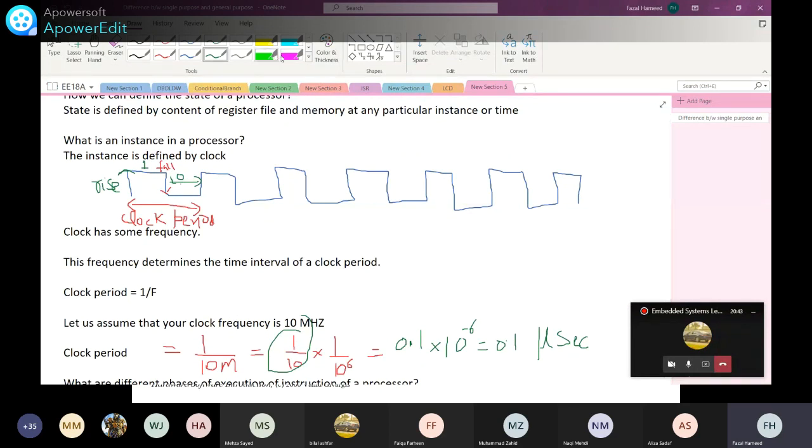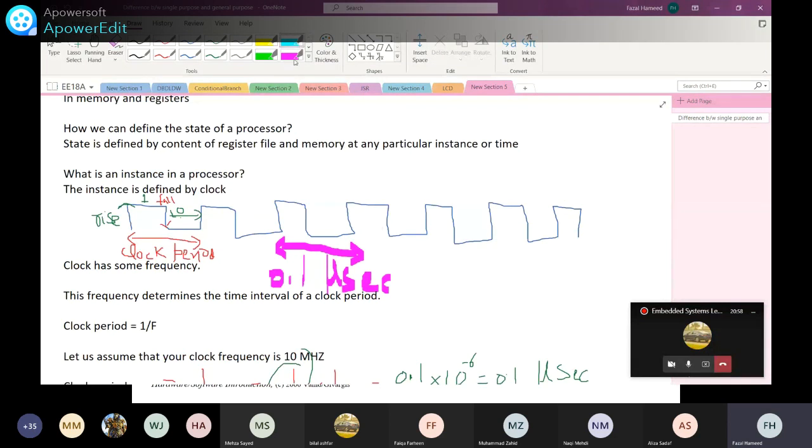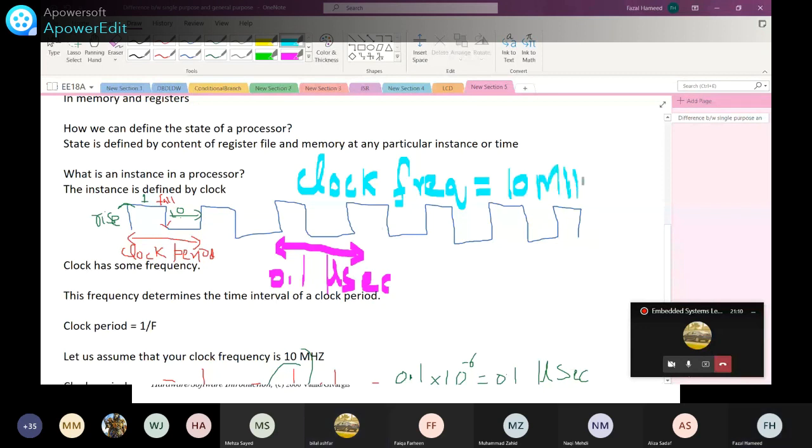So this time interval, in this particular example, is 0.1 microsecond, if we have a clock frequency of 10 megahertz.